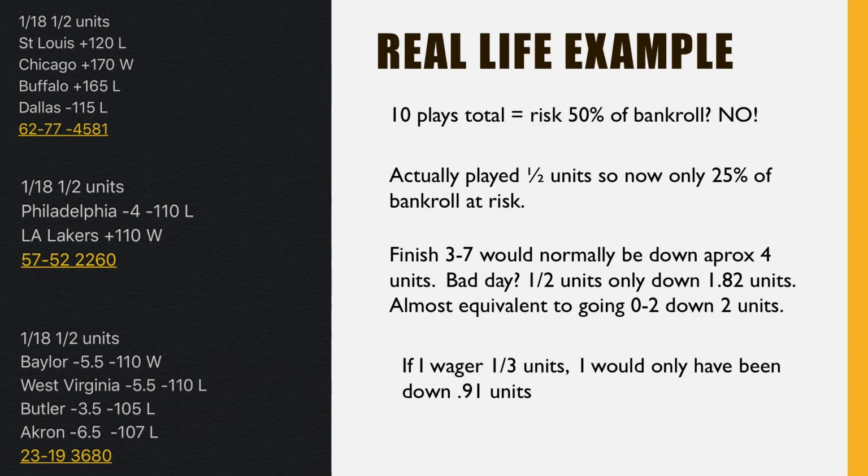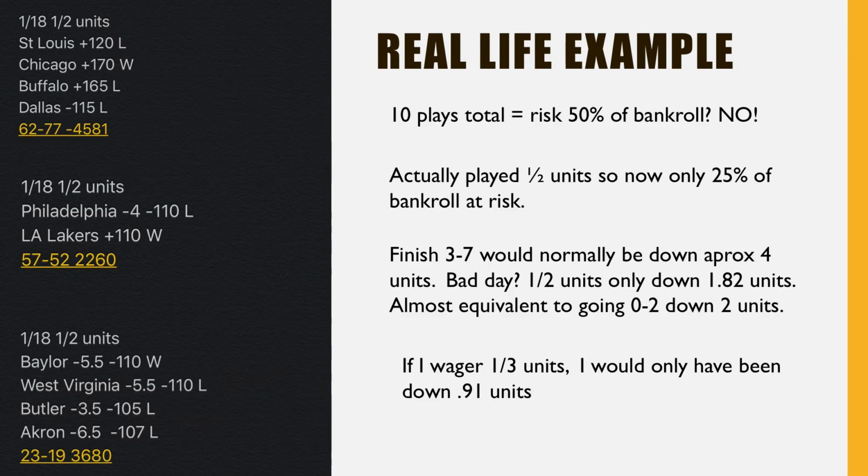Now watch this. If you go a step further, in retrospect, maybe I should have risked a third of a unit, because normally I don't have 10 plays at all. So the 10 plays I play, I also sent those out to clients as well. So watch this, if I would have wagered 1/3 units, I would have only been down 0.9 units. So all that action, that would have been $333 per play. And went 3 and 7, I'd only been down less than a unit.